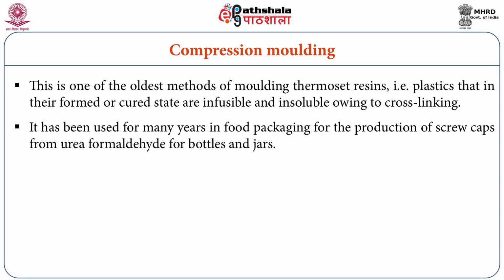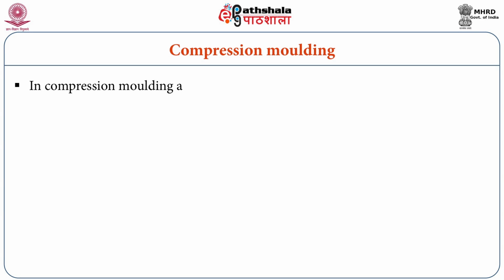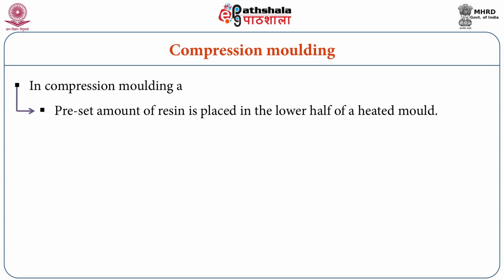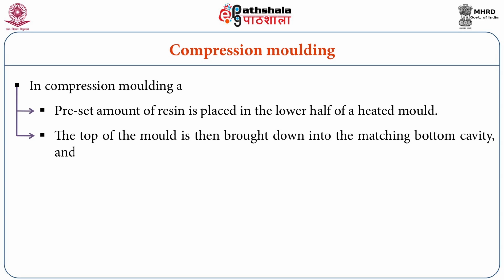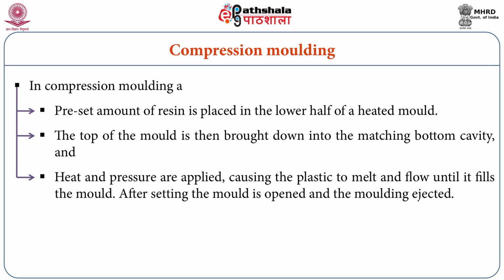It has been used for many years in food packaging for the production of screw caps from urea formaldehyde for bottles and jars. Compression molding: a preset amount of resin is placed in the lower half of a heated mold. The top of the mold is then brought down into the matching bottom cavity and heat and pressure are applied, causing the plastic to melt and flow until it fills the mold. After setting, the mold is opened and the molding is ejected.